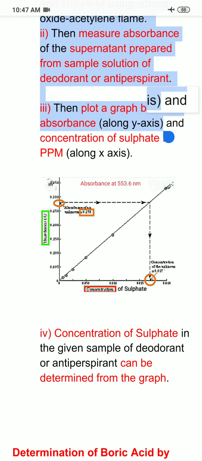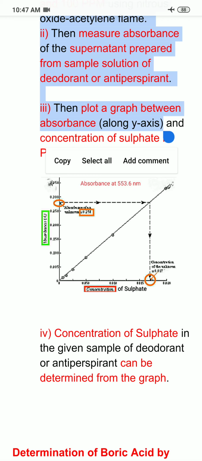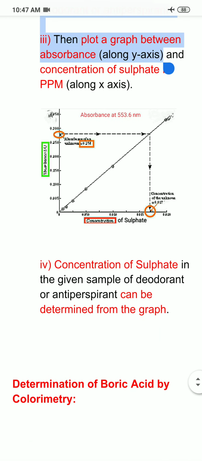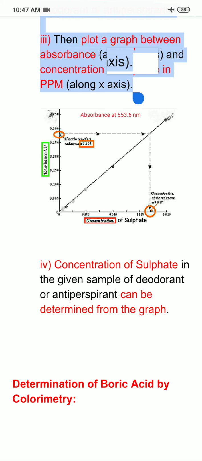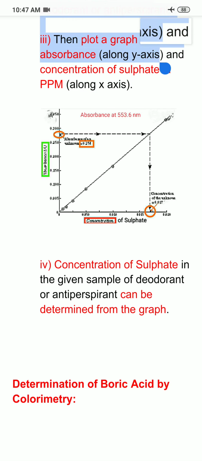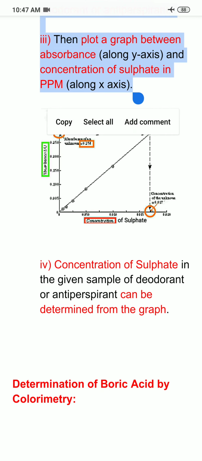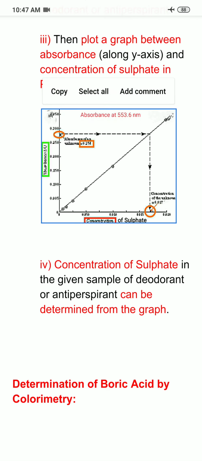Then we will plot a graph between absorbance along the y-axis and concentration of sulphate in ppm along the x-axis. So we will get this sort of graph. Along the x-axis concentration of sulphate is there, and along the y-axis absorbance is there, and please note that absorbance here we are measuring at 553.6 nanometer. At the bottom there will be different concentrations, say 25 ppm, 50 ppm, 75 ppm, 100 ppm and so on.